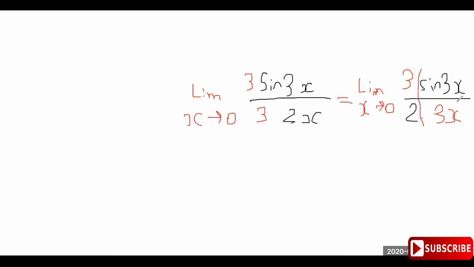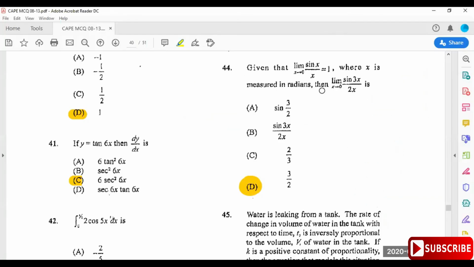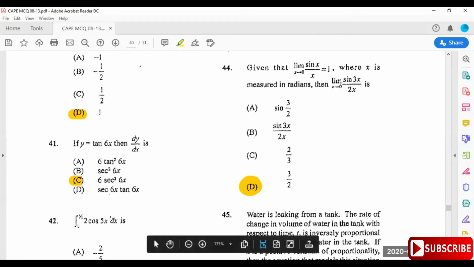All right? In this part, the limit is 1. And so this becomes equal to 3/2 times 1. So that's how we get 3/2. Easy, with a capital T.